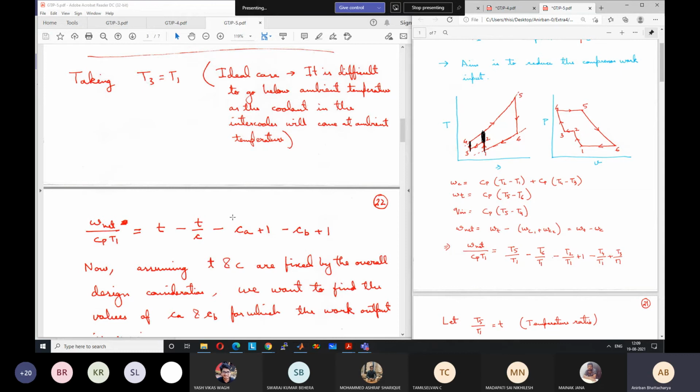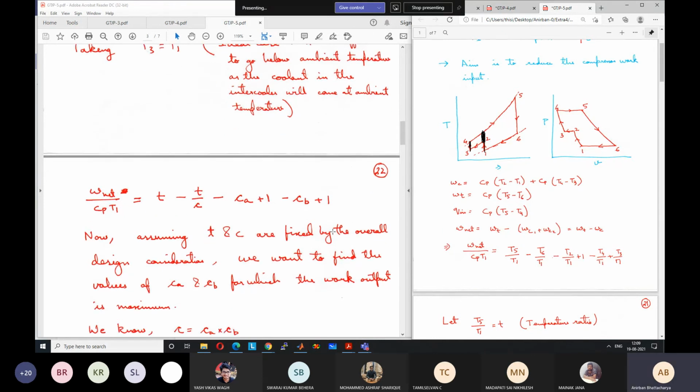So T5 by T1 is T and T6 by T5 is 1 by C. Then minus T2 by T1. T2 by T1 we have already seen is equal to CA. And plus 1 minus T4 by T1. Yes, because T1 is equal to T3, we can write T4 by T1 as T4 by T3, which is equal to CB.